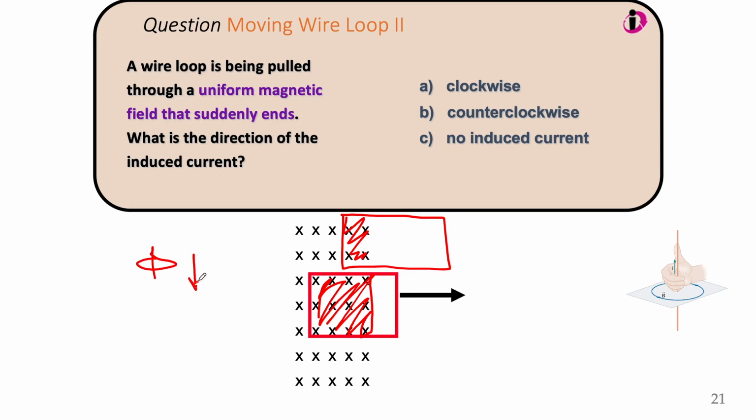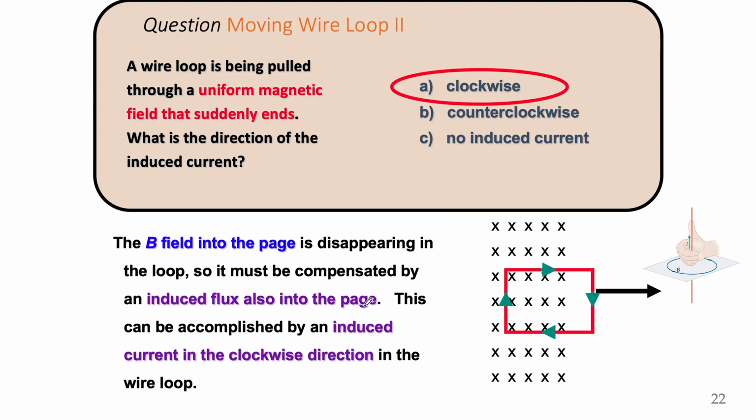What happens if the flux is decreasing? Now this loop will try to oppose it. The magnetic field lines are into the page, so the loop will try to produce some magnetic field lines to increase the flux into the page. To be able to produce magnetic field lines into the page, what you need is a clockwise current.